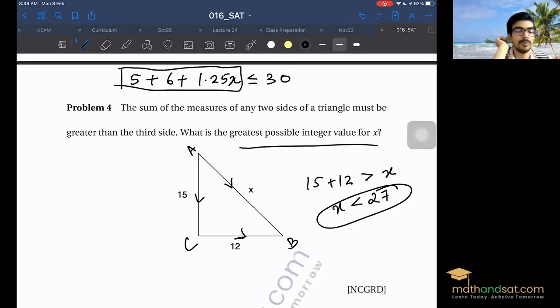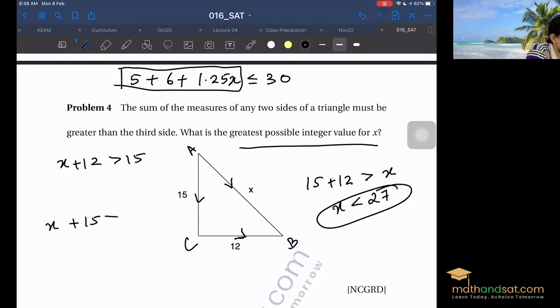Robin and Olivia, this is fine. Yeah, got it. And so I have a question here. We just applied only one of the triangle inequalities. Shouldn't we apply the other conditions as well? Yes, you have to check those cases as well. What does the triangle inequality say? The sum of any two sides has to be greater than the third side. So we have 15 plus 12 greater than x. We also have x plus 12 greater than 15. We also have x plus 15 greater than 12.